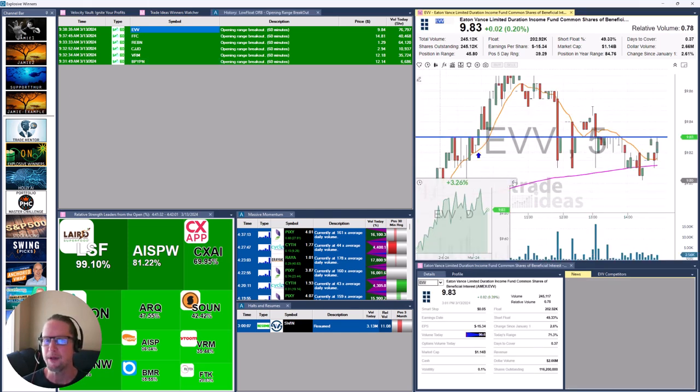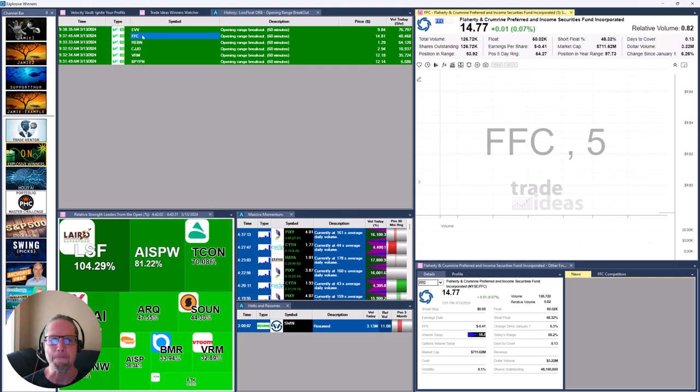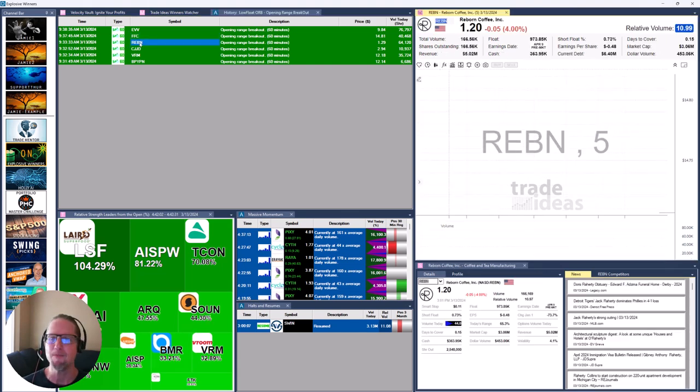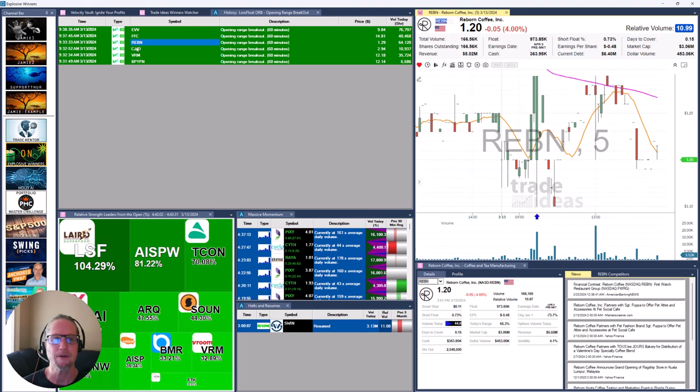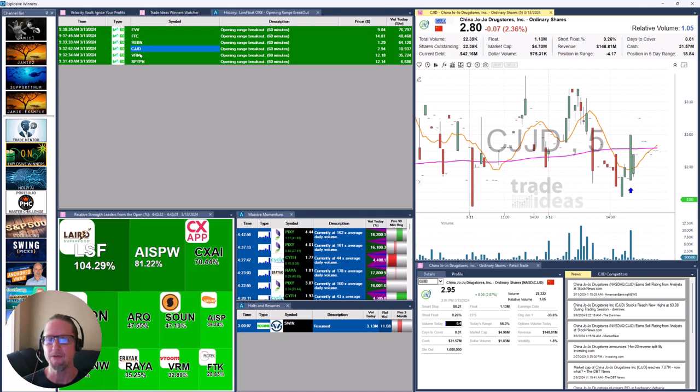More of the same. Now, this one, as ugly as this pattern is, it's still a range break and it worked, but once again, not lighting the world on fire. 9.83 up to 9.87. So, you did make 4 cents and your risk was about a penny, but we're looking for something a little juicier. FFC, pass. REBN, pass. CJJD, easy, pass. Now, VRM.